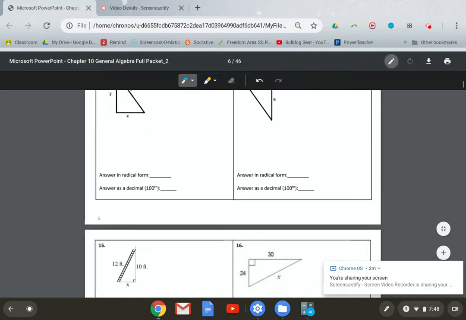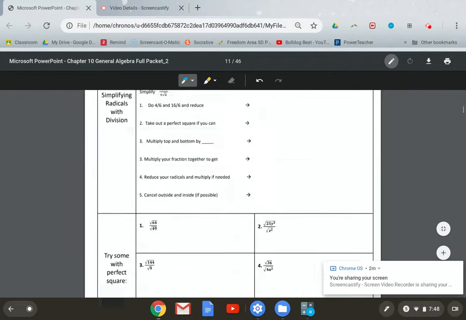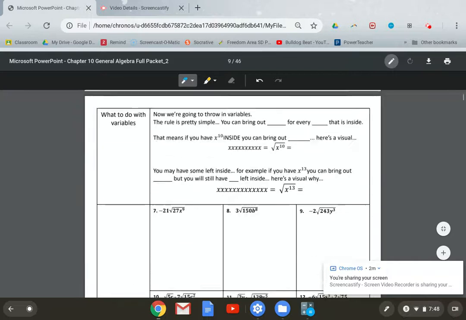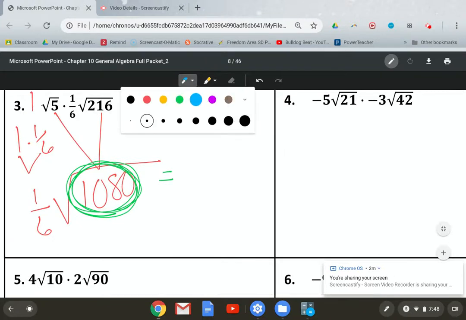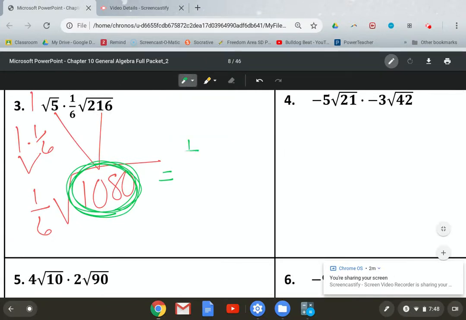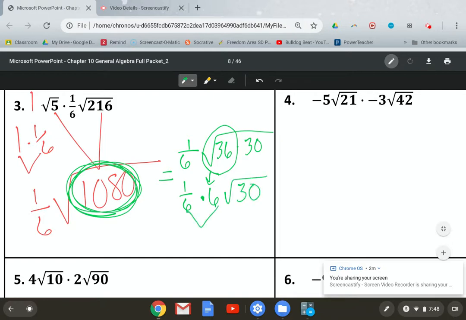So we are going to go back to this example and change 1080. Bring over your 1/6. We're going to change our 1080 to a 36 and a 30, because that's what we got. Then we take the square root of 36, so bring down your 1/6. The square root of 36 is just a 6, and the square root of 30 goes behind it. Multiply these outside numbers: 1/6 times 6 is 1. Bring down your square root of 30.